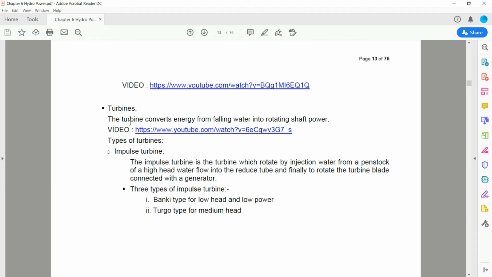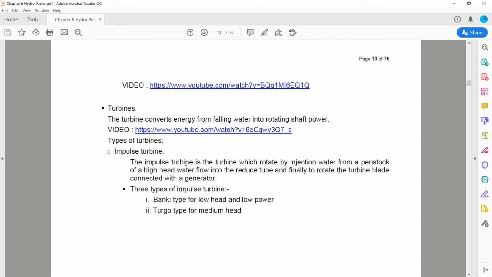So turbine: the turbine converts energy from falling water into rotating shaft power. As for the types of turbine, we have impulse turbine and reaction turbine. So we start with impulse turbine.